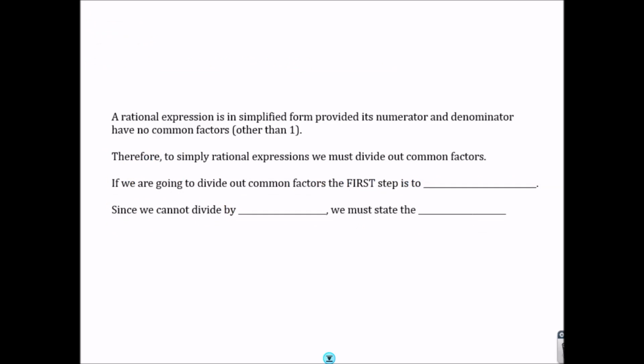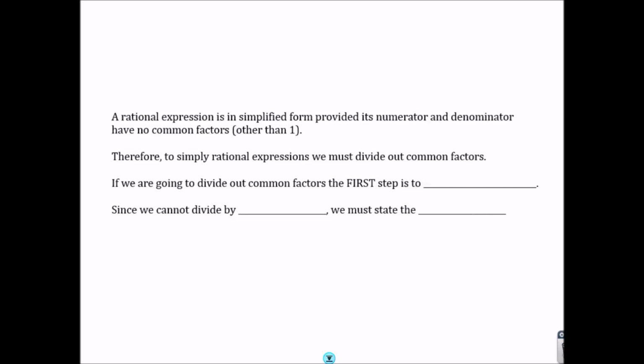First of all, a rational expression will look like a fraction. A rational number means the number can be written as a fraction, so a rational expression is also a fractional expression. A rational expression is in simplified form provided that its numerator and denominator have no common factors other than 1. So it's just like simplifying fractions. You need to make sure that you cancel out any common factors. Therefore, to simplify rational expressions, we need to divide out common factors.